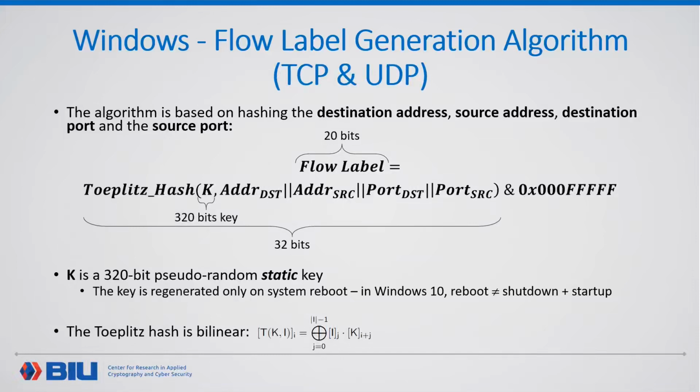An important observation is that the key K of the Toeplitz hash is a static 320-bit key that is regenerated only on system reboot. And note that in Windows 10, shutdown and startup does not equal reboot due to the fast startup feature of Windows, so the key won't change if you shut down and start up your machine. Another important note is that the Toeplitz hash is a bilinear function, and this is how it's defined.